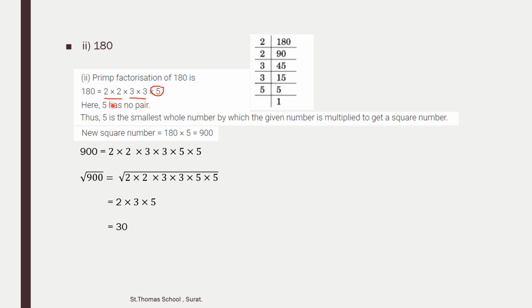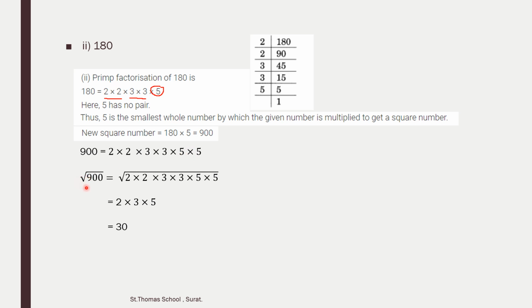So what we can say here, 5 has no pair. So 5 is the smallest whole number by which the given number is multiplied to get a square number. If we multiply here by 5, then all the numbers will be in pairs. Then we can say it is a perfect square. So the new square number is equal to 180 multiplied by 5, that is 900. Now we can write 900 is equal to 2 multiplied by 2, 3 multiplied by 3 and 5 multiplied by 5. One more 5 you have to multiply.